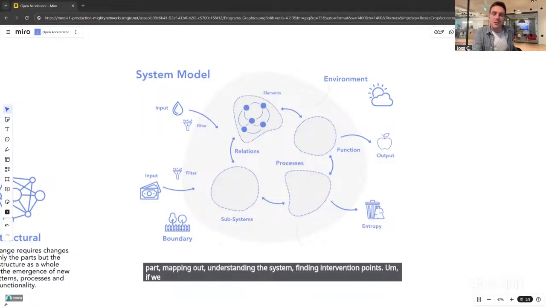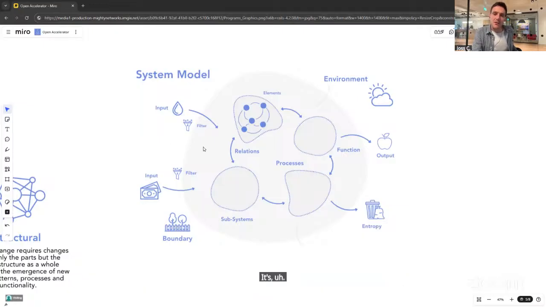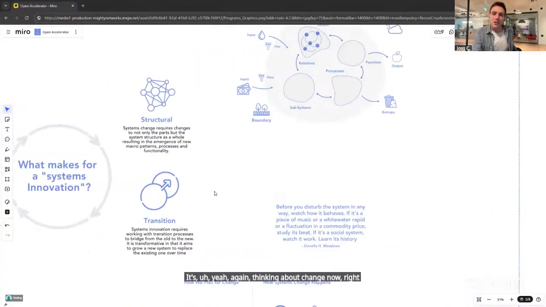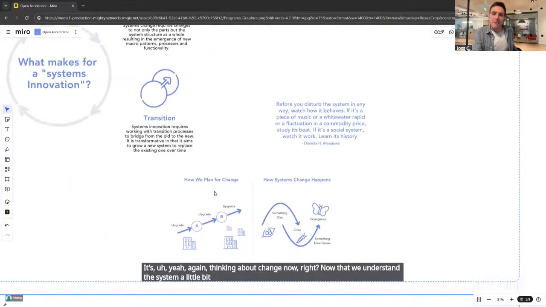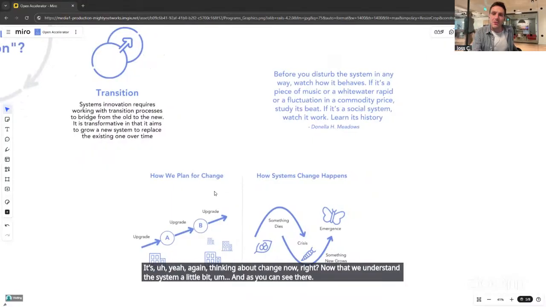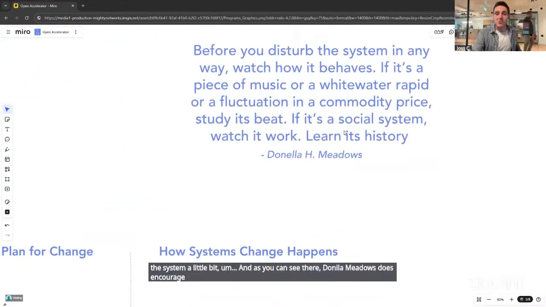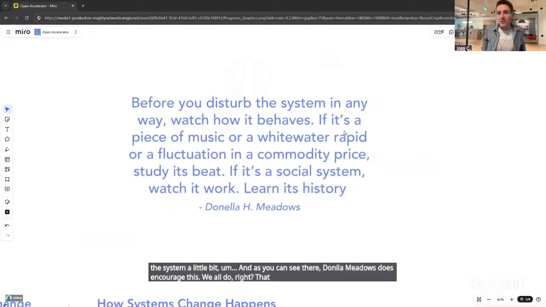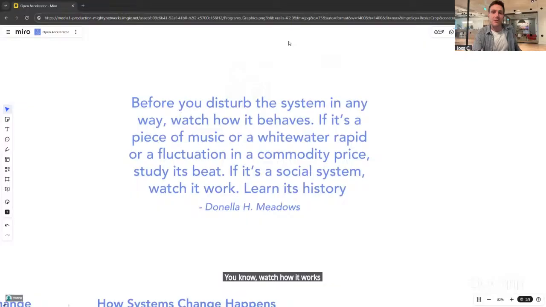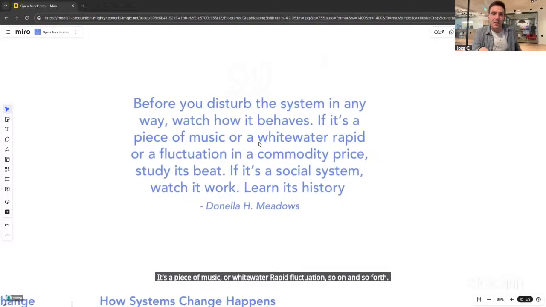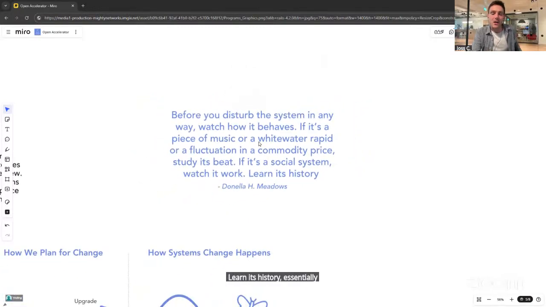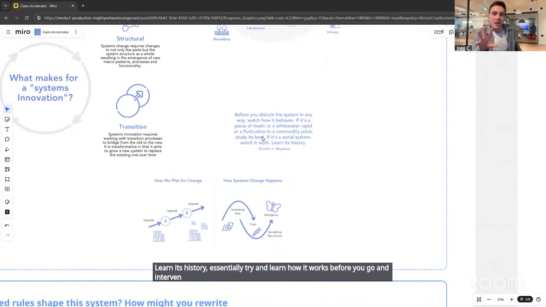If we go down a bit, again, we're thinking about change now, right? Now that we understand the system a little bit, as you can see there, Donella Meadows does encourage this. We all do, right? Before you disturb a system in any way, watch how it works, gain this understanding of it. It's like a piece of music or a whitewater rapid, with fluctuation and so on. Learn its history, essentially try and learn how it works before you go and intervene. So that's the second part, all about systems inquiry and mapping.